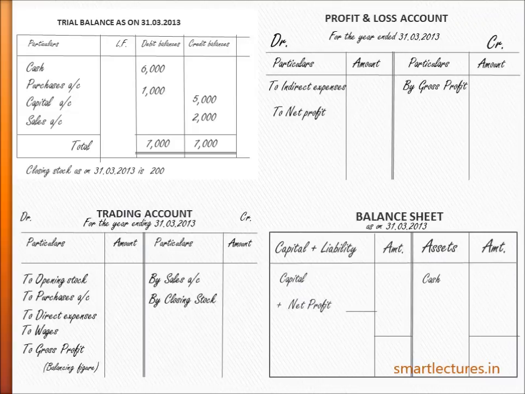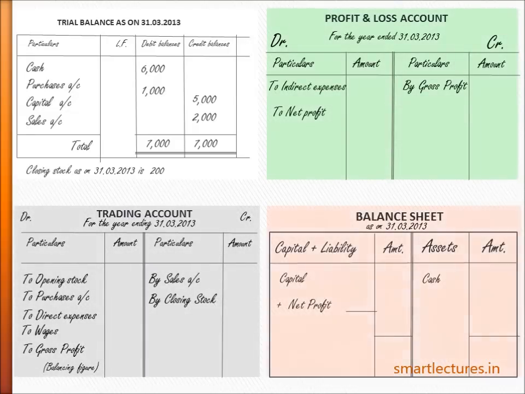Number 1, trading account, then profit and loss account, then balance sheet. Write down the items of trading account in advance. On debit side, to opening stock, then to purchases, then to direct expenses. There is one direct expense, so write down to wages, then to gross profit. On credit side, by sales, by closing stock.